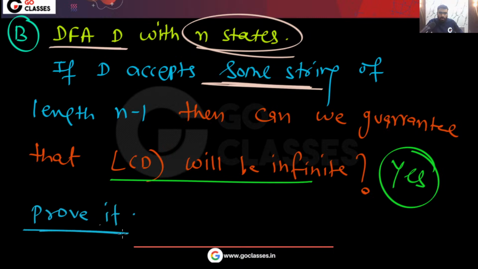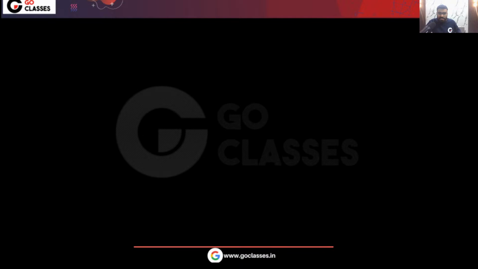Now let me give you the proof. The proof is actually very easy. Let's assume there is a DFA D, and this has a total of n states. For a moment, let's assume that you have 4 states.